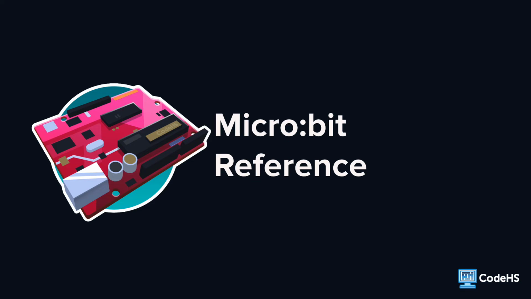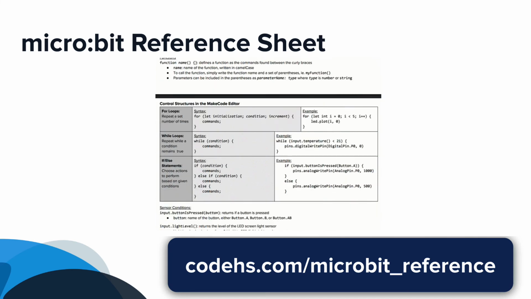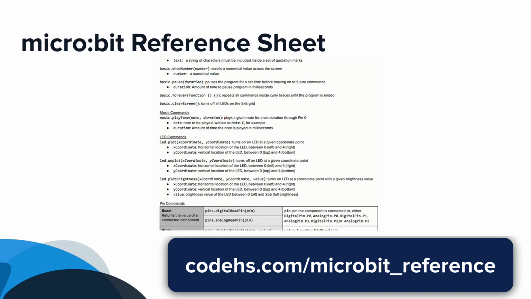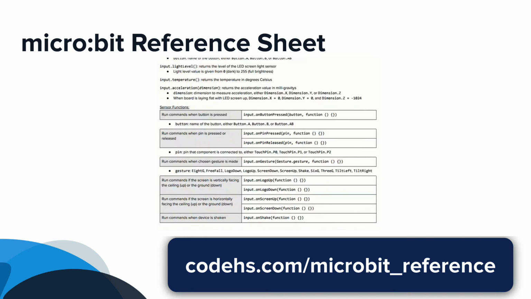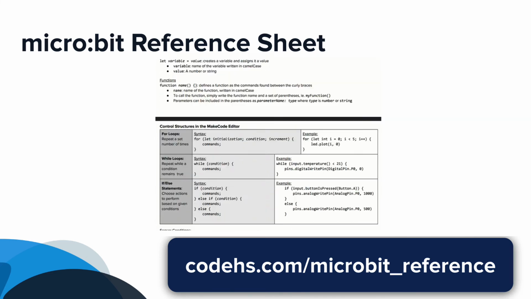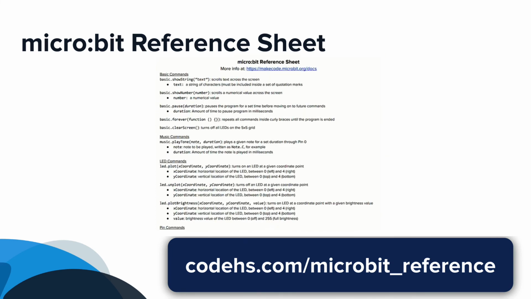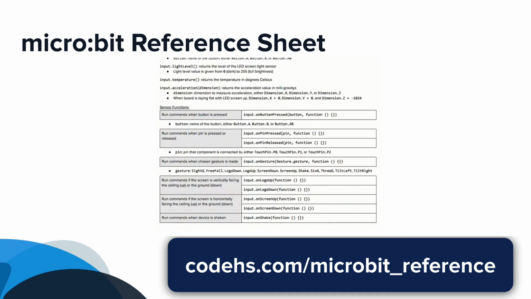Finally, let's take a look at the microbit reference sheet that will be very helpful to your students as they progress through the course. Students will be learning many new commands as they learn to program their microbit devices. Though this documentation can be found in the Docs tab in any exercise in the course, since students are writing programs in the Make Code editor, it may be helpful for them to have a physical copy to reference as they work. At codehs.com/microbit_reference, you'll find a printable reference sheet that you can print, laminate, and give to students at the beginning of the course to reference anytime they need.